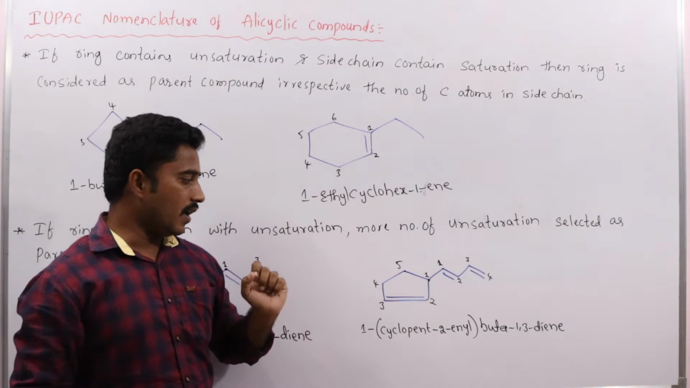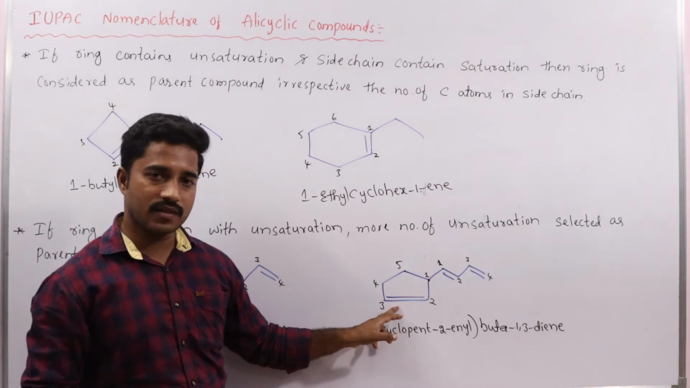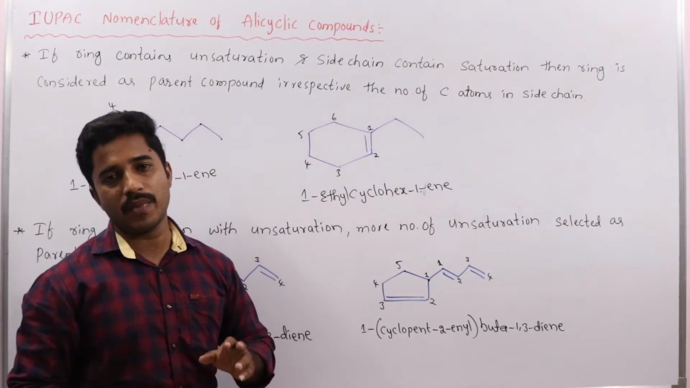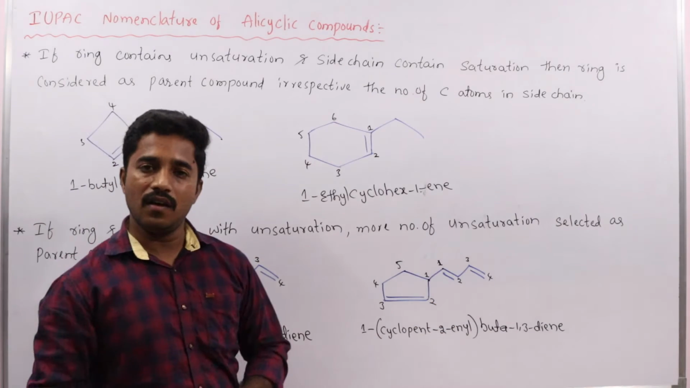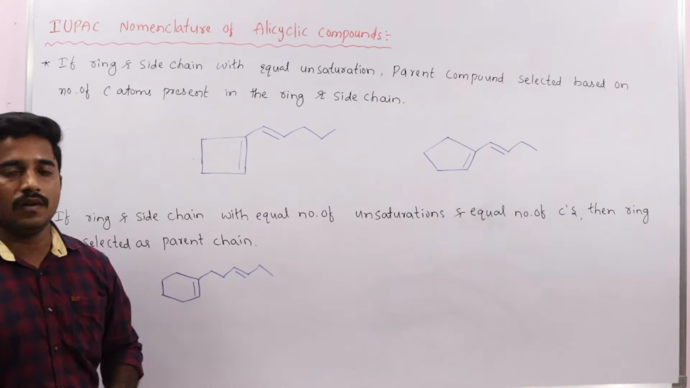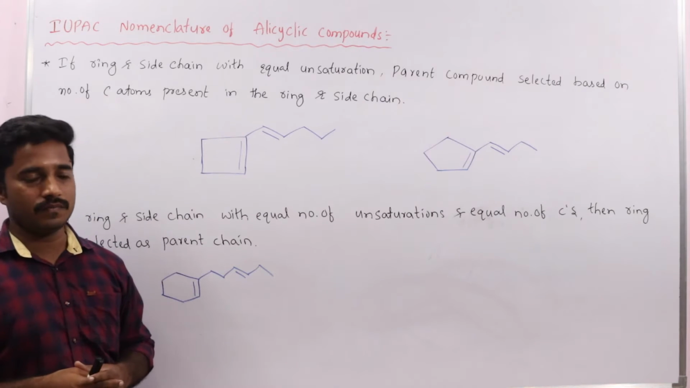So when the ring contains a lesser number of unsaturations than the side chain, then the side chain is selected as the parent compound and the ring as a substituent. So let us see some more rules. Let us see the next rule.